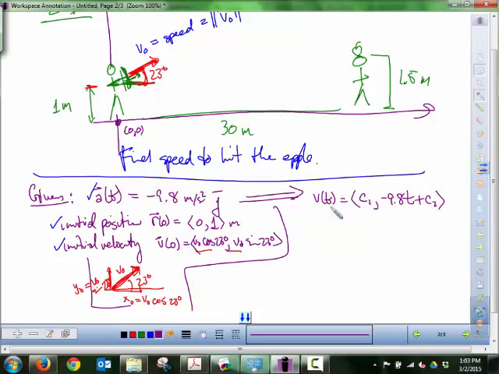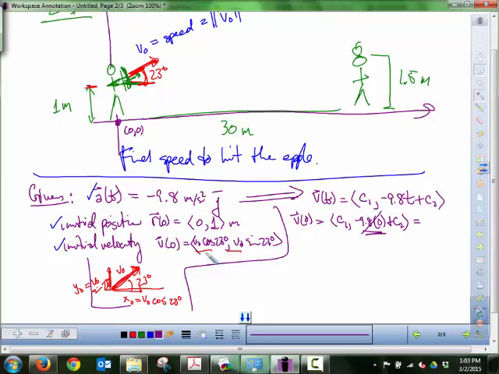So the initial velocity says the velocity at t equal to 0 should be equal to this. Let's see if we can do this carefully. Let's put 0 in for t. We're going to get c1 because there are no t's in there, and then we get negative 9.8 times 0 plus c2, and this happens to be 0.